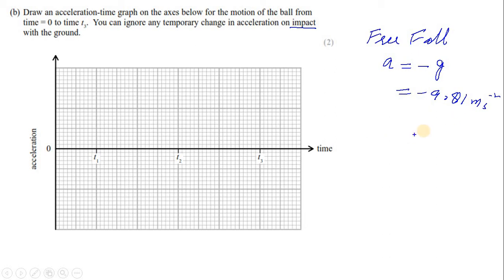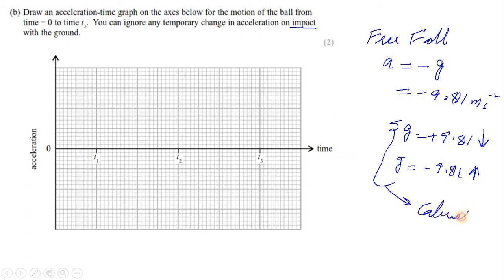Remember, there is a confusion that some students think that g is positive plus 9.81 if the ball is falling down, and g is negative 9.81 if the ball is going up. This sign convention we use only for the sake of calculation.